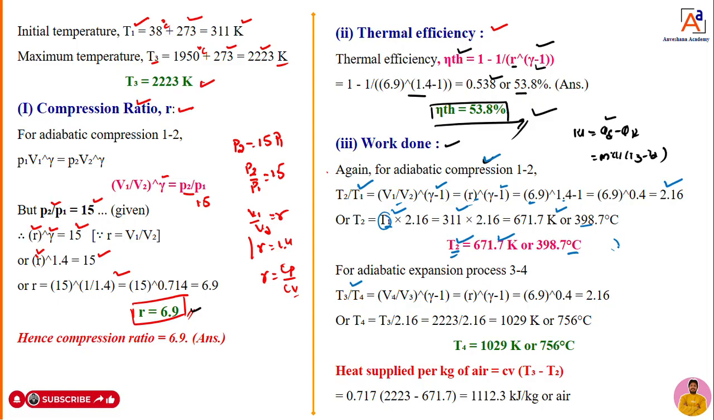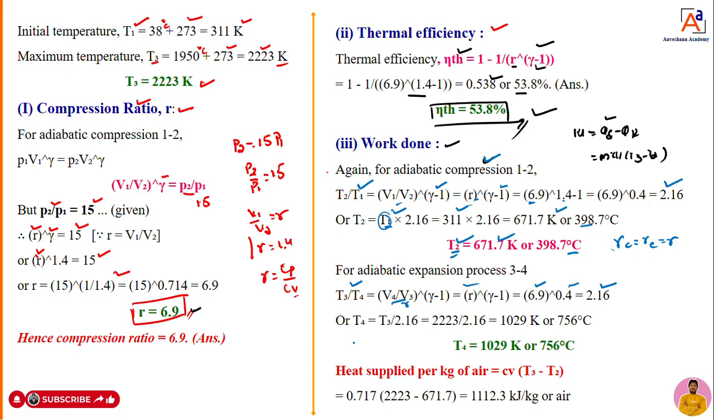So the compression ratio is equal to the expansion ratio, hence this is equal to r, which is 6.9. Therefore, T3 by T4 is equal to V4 by V3, which is nothing but the compression ratio or expansion ratio r. You can write it as r to the power of gamma minus 1. So what is r? 6.9, that you can substitute. 1.4 minus 1 becomes 0.4. Then do simplification, we are going to get 2.16.